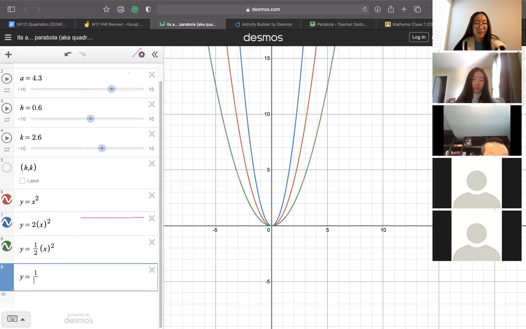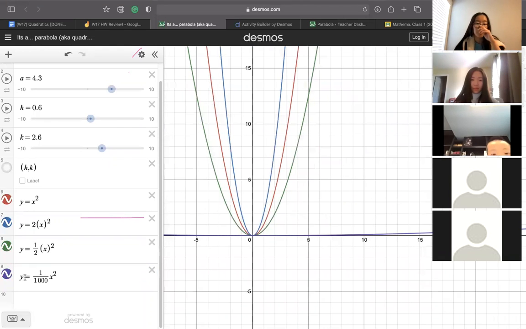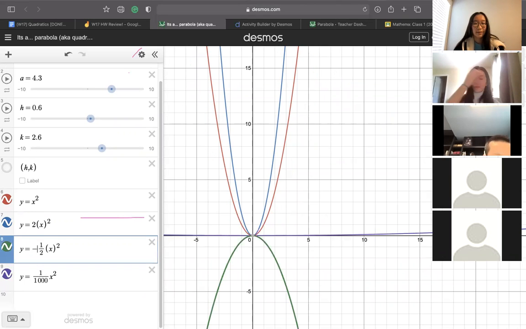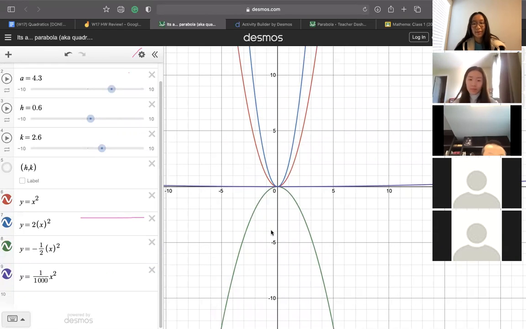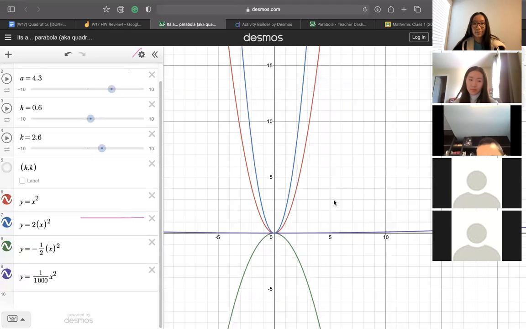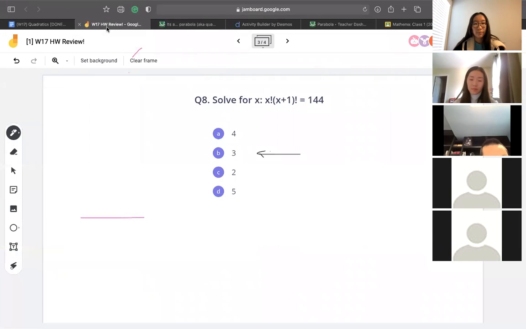Mhm. And you can do something ridiculous like this too. And see, it's still going very wide, super wide. Just a note, if we make this negative, so we change y equals 1/2 x squared to y equals negative 1/2 x squared, it flips over and starts pointing down.